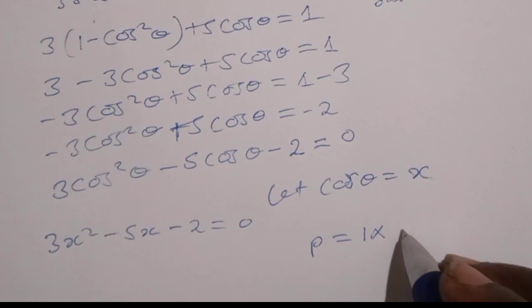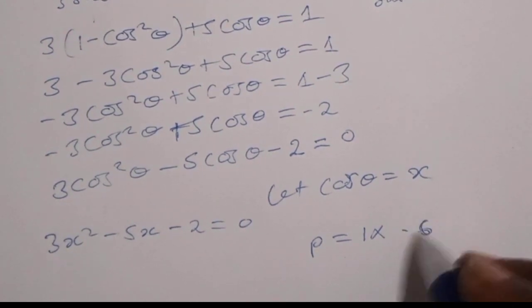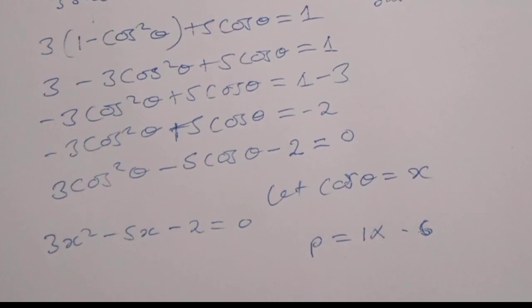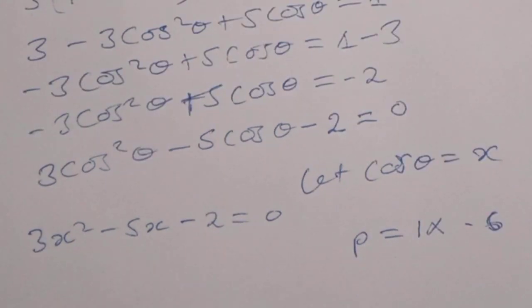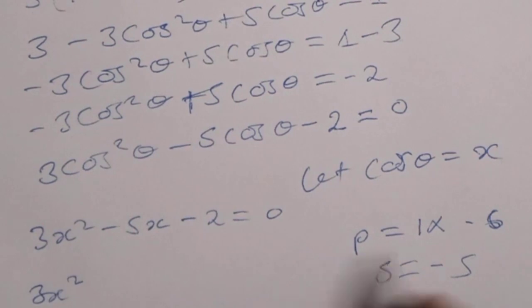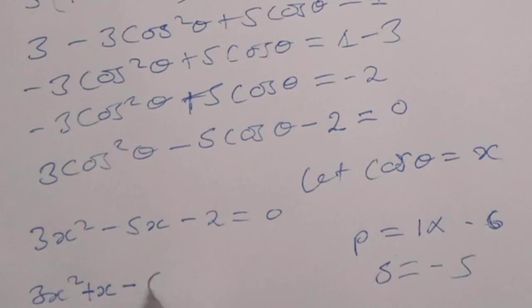The product is 3 times negative 2, which is negative 6. So we have to look for two numbers which, when you multiply, give us negative 6, and when you add, give us the sum, which is minus 5. These numbers are 1 and minus 6. So let's substitute these to get 3x squared plus x minus 6x minus 2, which is equal to 0.